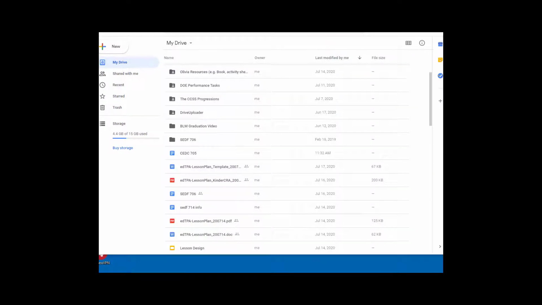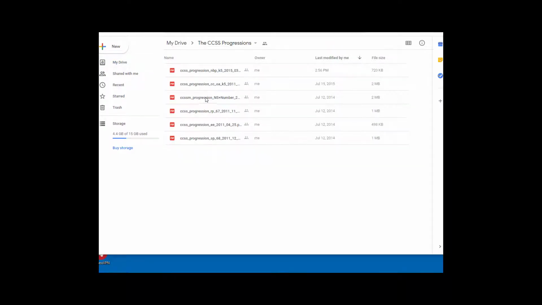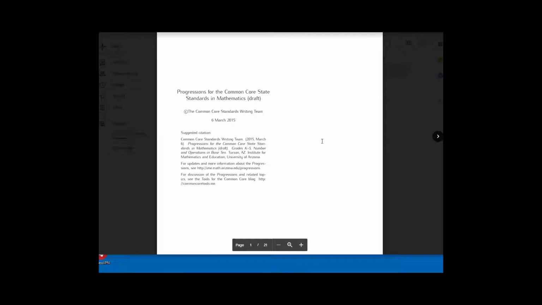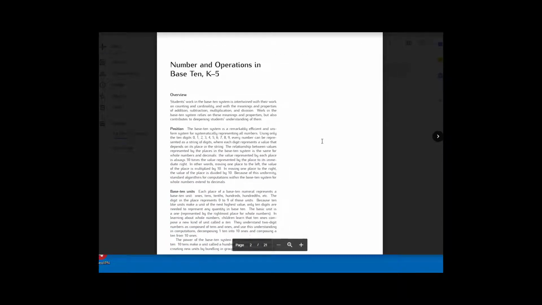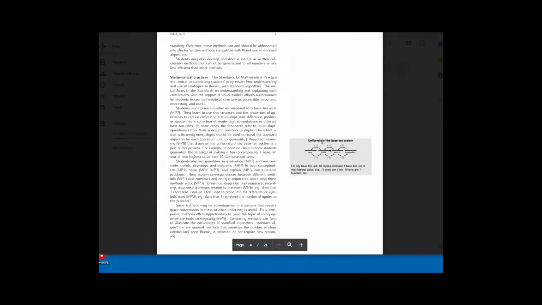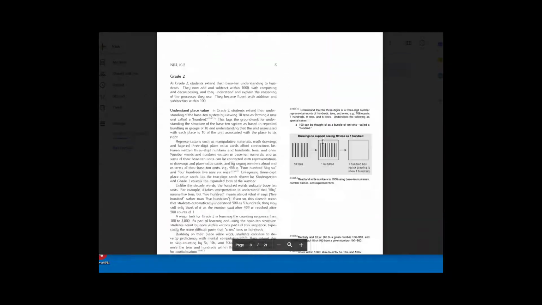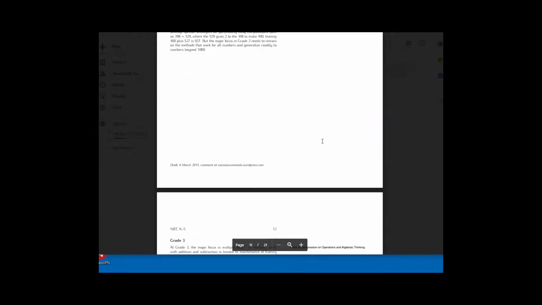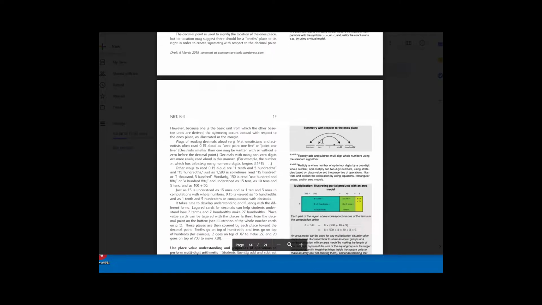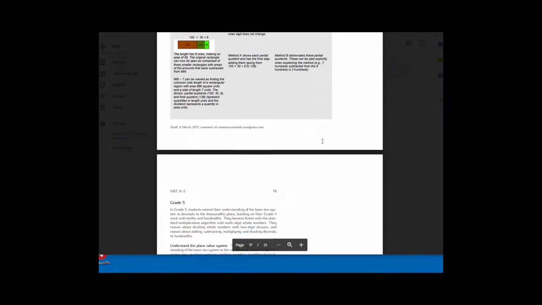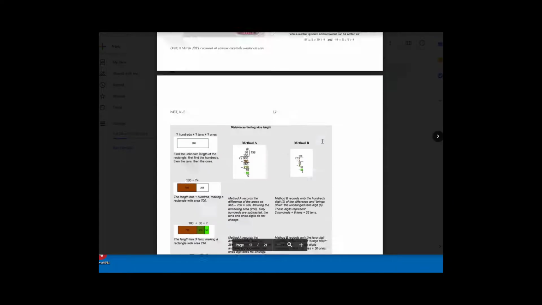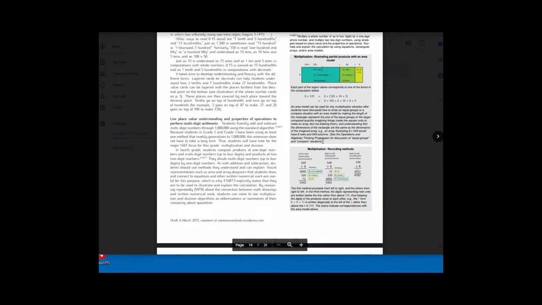Okay, so I'm going to run over to the progressions, and here they are. I'm going to look for the Number and Operations in Base 10 progression, and here it is. And I'm going to go ahead and go to the 4th grade section to start there first. And then I can work backwards or forwards, however I need to. I passed it. Where are you, 4th grade?